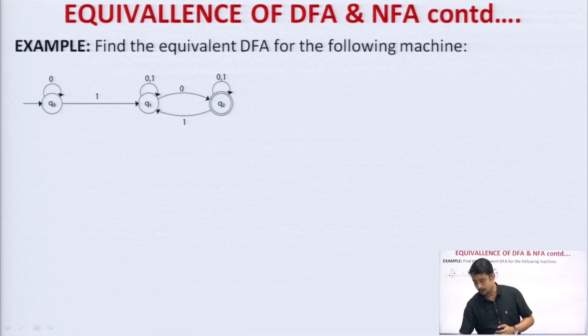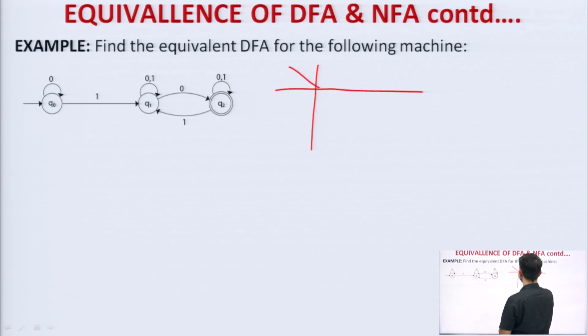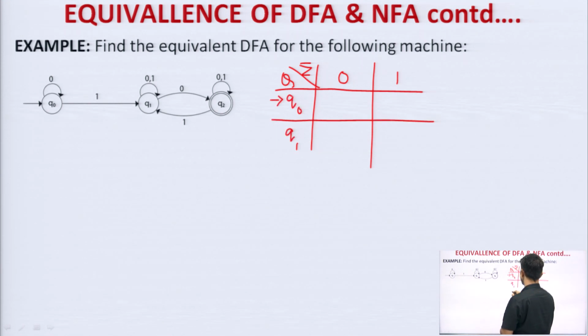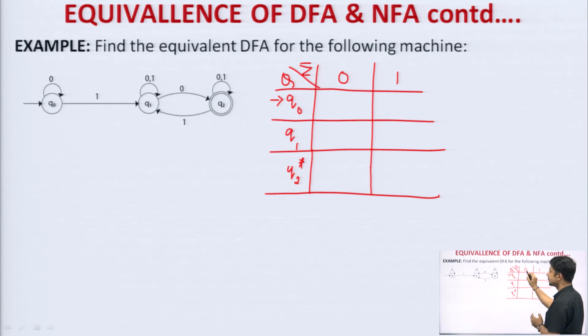So, let us look into the next example. The next example says find the equivalent DFA for the following machine. Now, if we do it a little bit fast, what will be the table? First, I will design the table for the NFA, with columns 0 and 1. If we look into the states, Q0 is the initial state, then Q1 and Q2, and Q2 is the final state. Q0 on seeing 0 goes to itself, Q0 on seeing 1 goes to Q1.